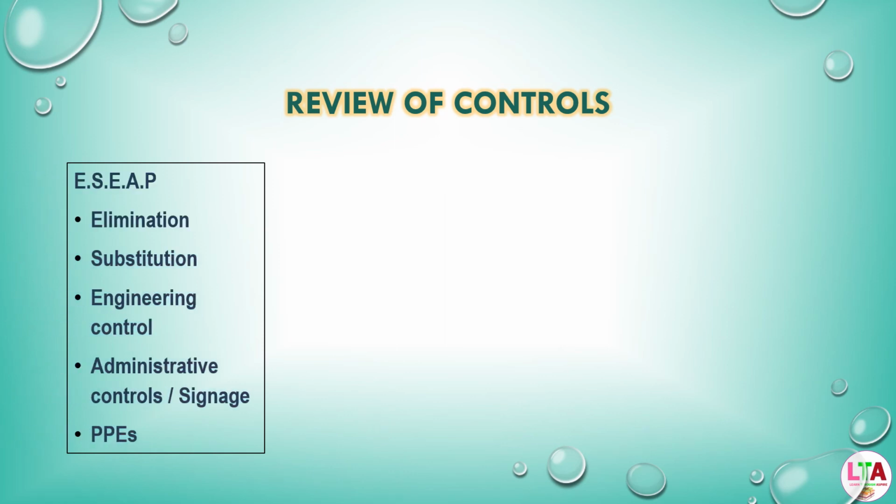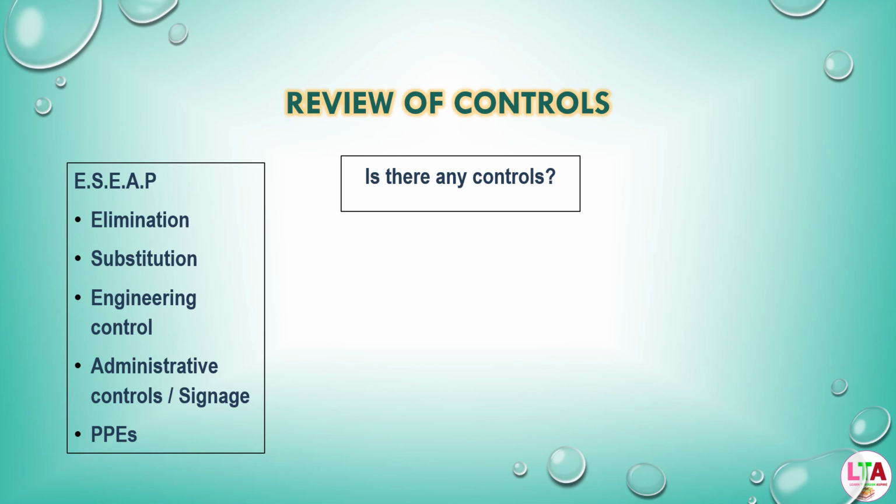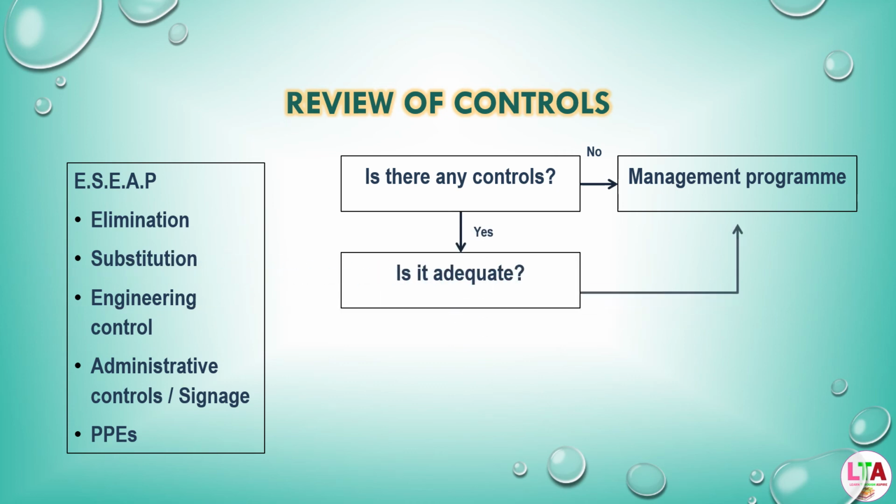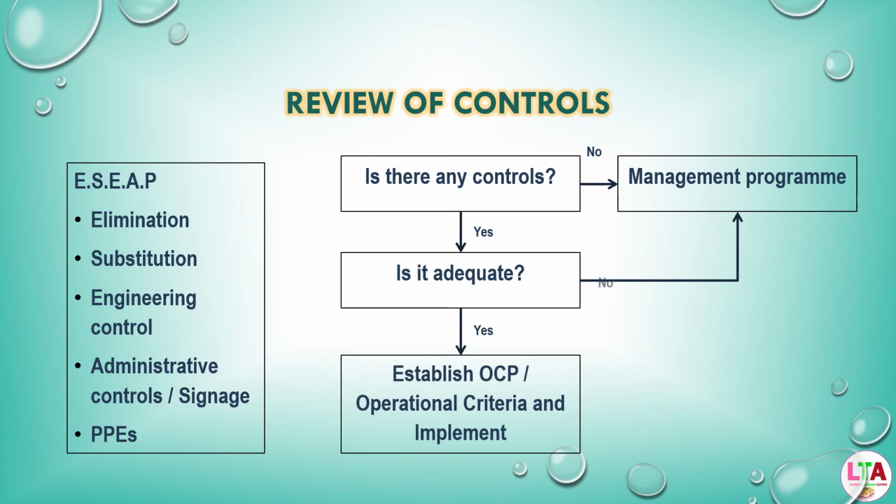Based on the significant aspects, we need to determine the control. For determining the control, we need to review the existing controls we are following. First, we need to check whether any control is available or not. If not, we need to immediately initiate the environmental management program. If the control is available, then we need to check whether the control is adequate or not. If it is not adequate, we need to initiate the environmental management program, which we shortly call EMP. If it is adequate, we need to establish the operational control procedure or operational criteria and implement it.